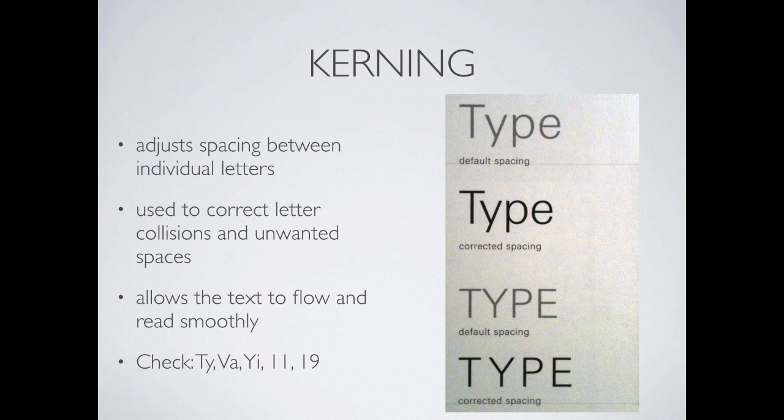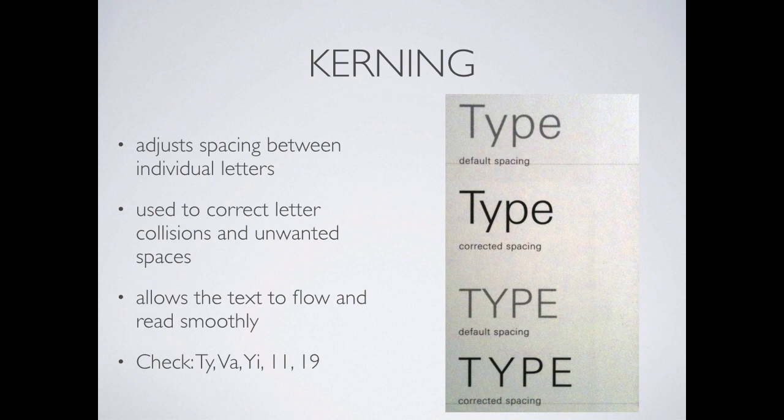Kerning adjusts the spacing between individual letters. It's used to correct letter collisions and unwanted spaces between letters. It allows the text to flow and read smoothly. Again, this is something that you do automatically when you write words. So if I was writing type, for example, T-Y-P-E, notice that I stick the Y underneath the top of the T. I don't write it T, Y with a gap. That looks funny.